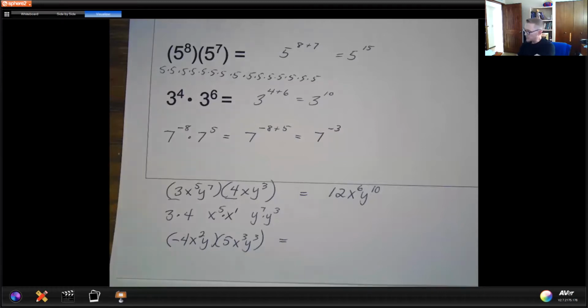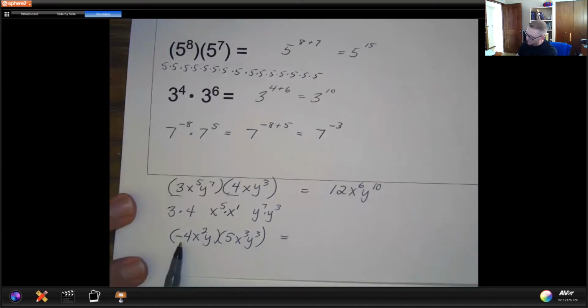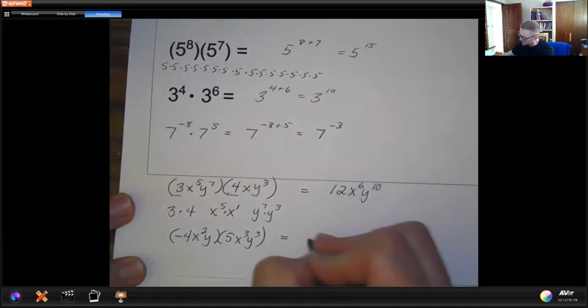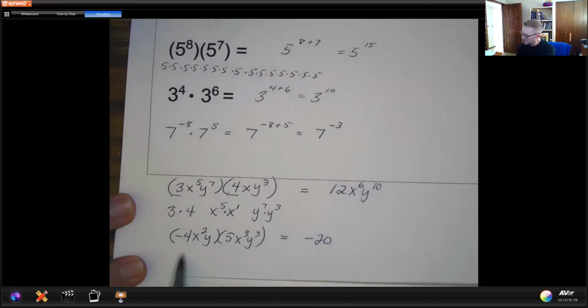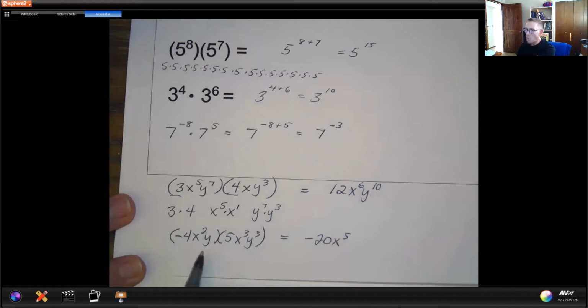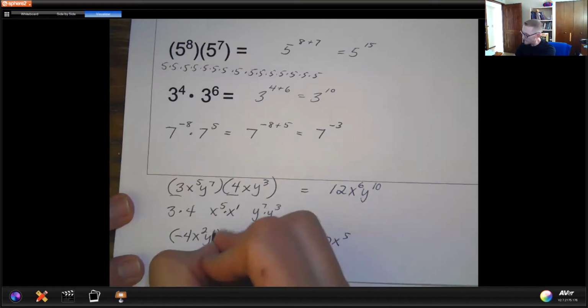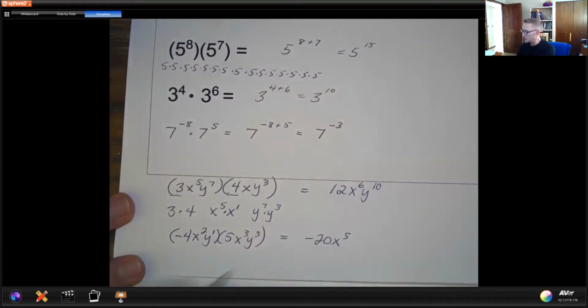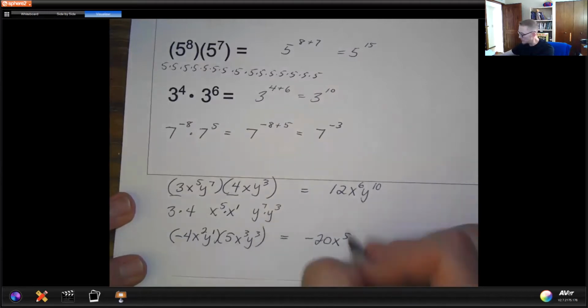All right, our answer for this one here, we're going to take the coefficients in front. Negative 4 times 5 is negative 20. X squared and x to the 3rd have the same base, so I add the exponents and get x to the 5th. Y to the 1st and y to the 3rd have the same base, so those make y to the 4th.